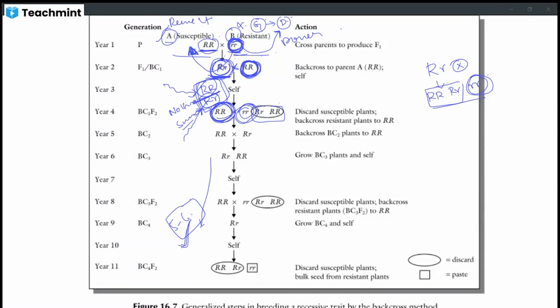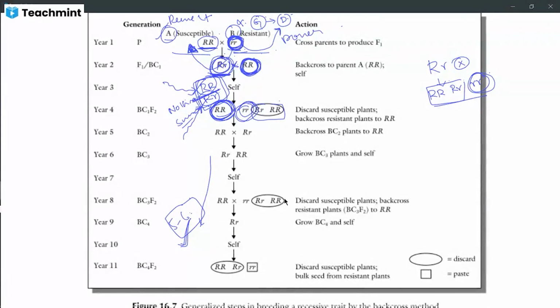Sir, each generation we should do something. Yeah, each generation, what you need to do? You need to backcross it and then you need to self it, right? See, first backcross and then self. You need to backcross and then self, you need to perform the selfing. Is it okay?